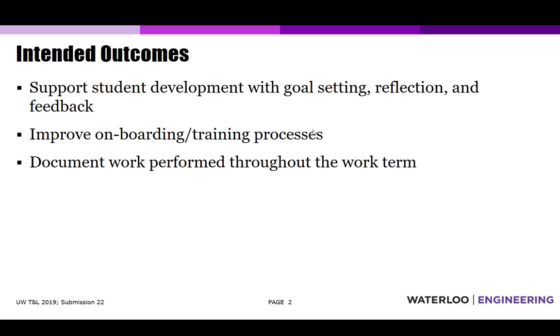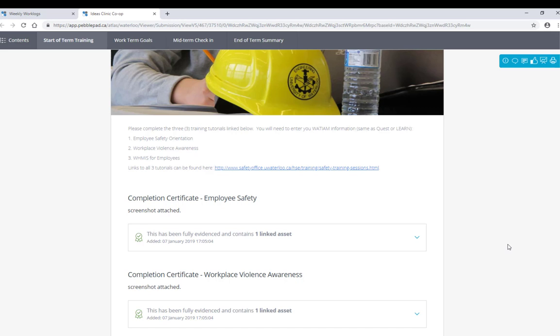I was also hoping that PebblePad could improve some of the onboarding and training processes that I use at the start of the term primarily. And my last and maybe most useful thing going forwards, at least for the Ideas Clinic and documentation purposes, I'm really hoping that PebblePad could help document the work that my co-ops are performing during the work term. So to do all of this, I built 2 workbooks inside of PebblePad.